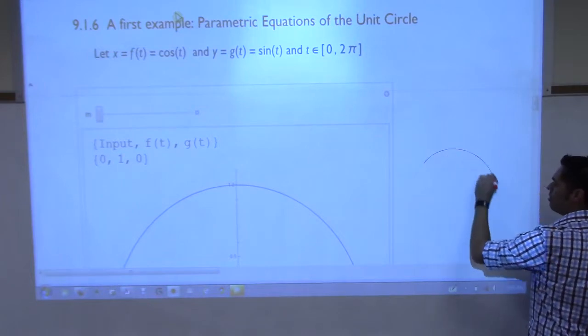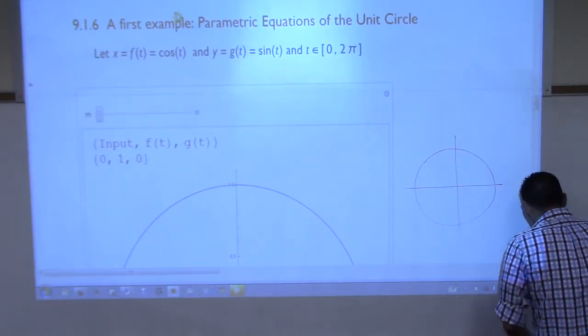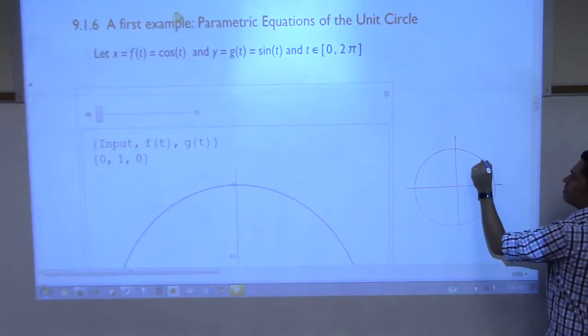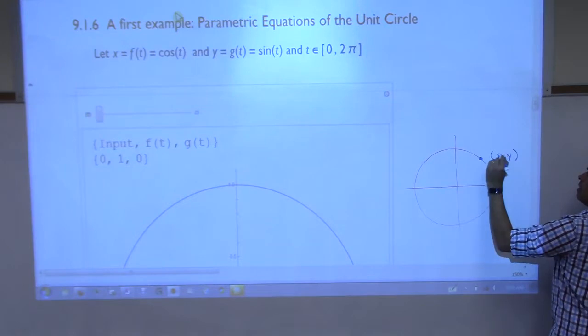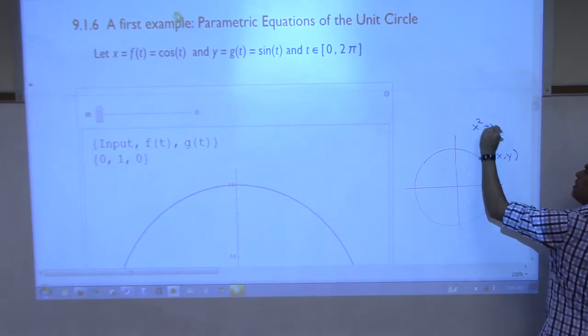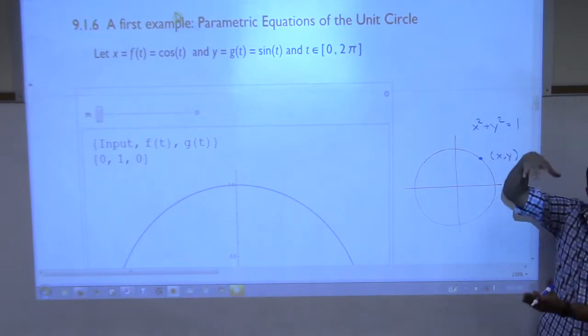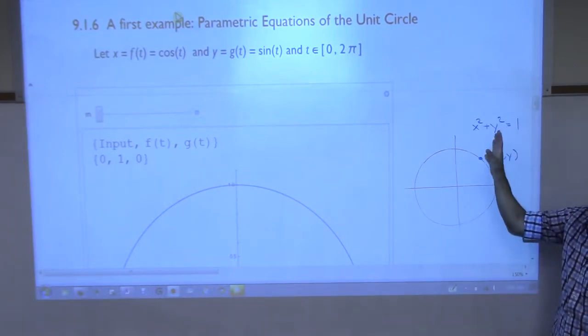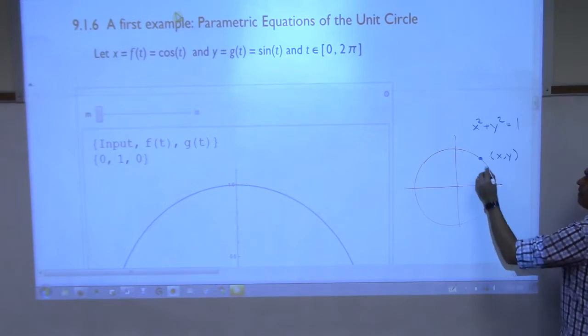If you just go to the unit circle and take a look at a point on this unit circle, it has an x and a y coordinate. Of course, we could use this equation as the relationship between x and y. This is how we would have got the two functions, top and bottom, but we don't want to do that.